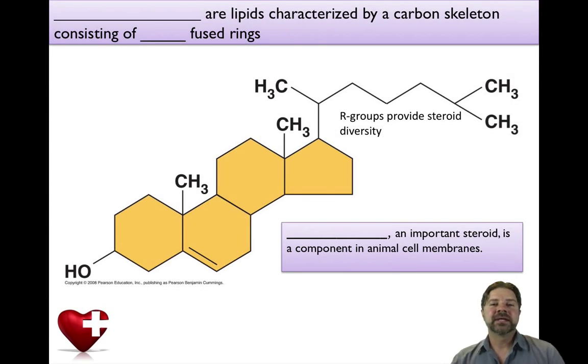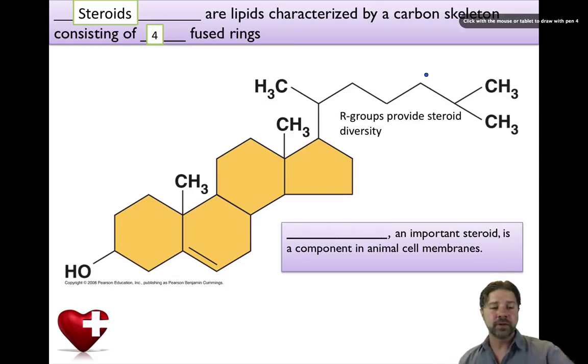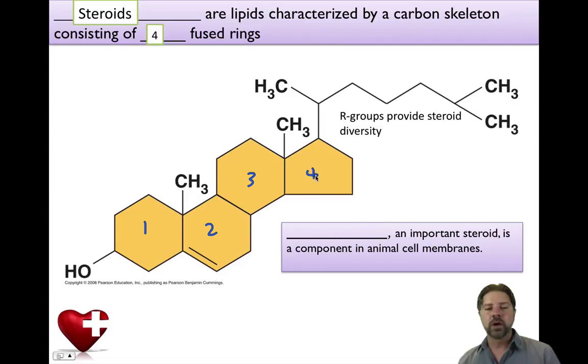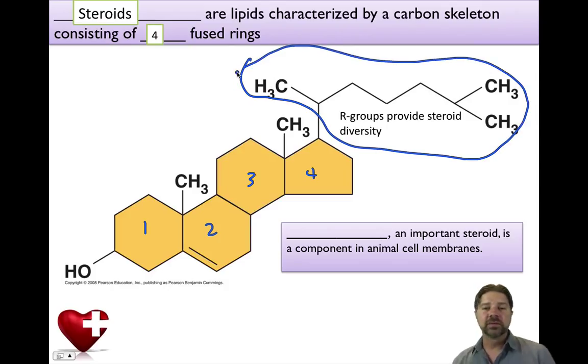Our next lipid type is going to be the steroids. They're characterized by a carbon skeleton that has 4 fused rings. So those fused rings are right here, 1, 2, 3, and 4. Now, what differs on these steroids is going to be what we call the R group, which is going to be this group of atoms up there. With a different R group present, that means you have a different steroid.